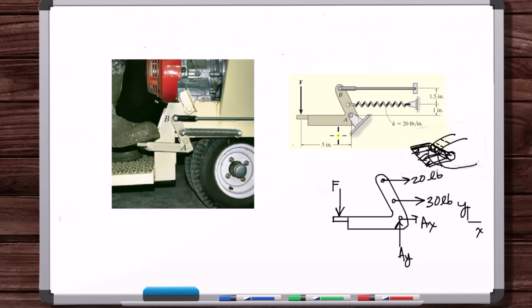There should not be any significant couple moment preventing it from rotating about the X axis or the Y axis. If that's the case, then you need a different connection. Okay, so since this surface here is preventing the link from translating in the X and Y direction, we put forces in the X and Y direction, and we don't put a couple moment.